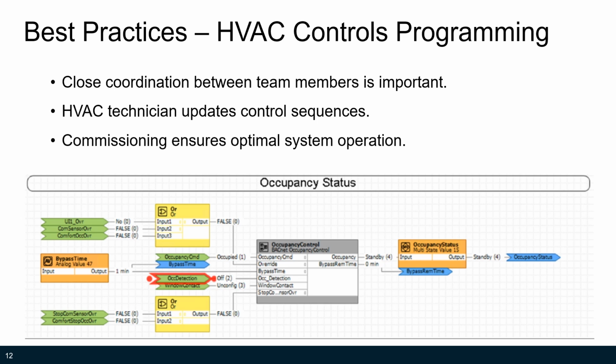Once the HVAC system is receiving the appropriate BACnet objects representing zone occupancy, the HVAC technician should be able to revise existing sequences to reflect the design intent. After the custom HVAC control programming is implemented, commissioning will ensure the system is operating correctly.